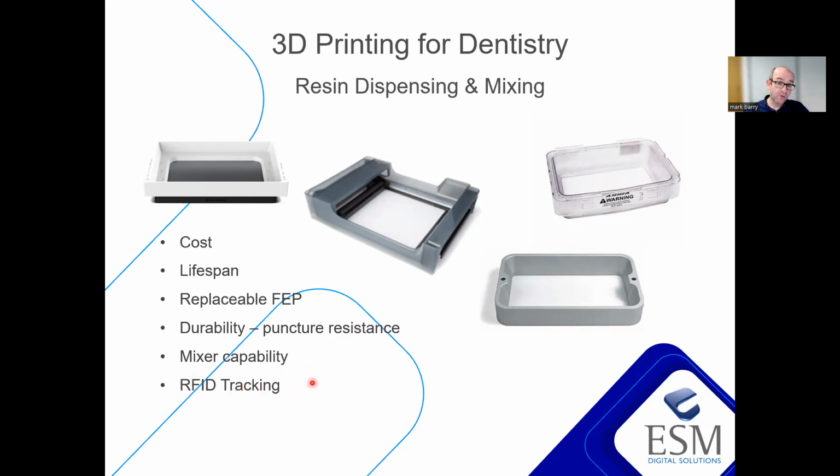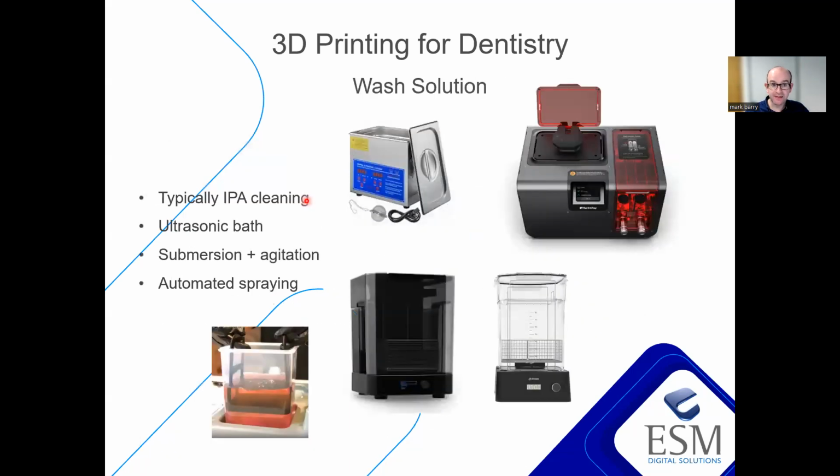RFID tracking. If your resin tank has a defined lifespan, you want to know what that lifespan is without having to keep a logbook or some other way of tracking it. So some printers now have the ability, when there's an RFID tag on the tank, you put the tank into the machine and the machine recognizes the tank. It knows its age, how long it's been used for, how many cycles it's been used for, and can give us an idea as to its health and an indication as to when we should replace it. So as I said, the resin tank is critical to print reliability. Never underestimate it, never push it beyond its use.